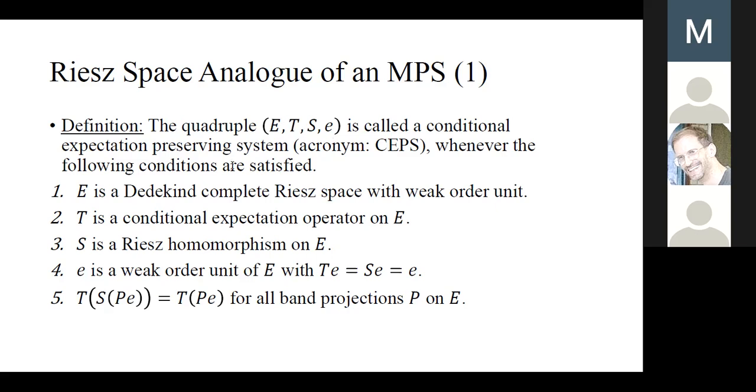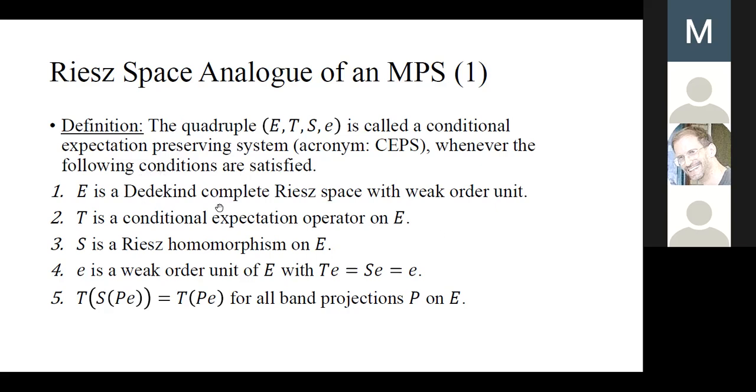And we need that E is a Dedekind complete Riesz space with weak order units. T is a conditional expectation operator on E. S is a Riesz homomorphism on E. And E is a weak order unit of E with this property that TE equals SE is equal to E. So it's invariant under T and S. And the fifth property is that T applied to S applied to PE is equal to T applied to PE for all band projections P on E. And this KEPS is our analog of the measure preserving dynamical system from the classical case.